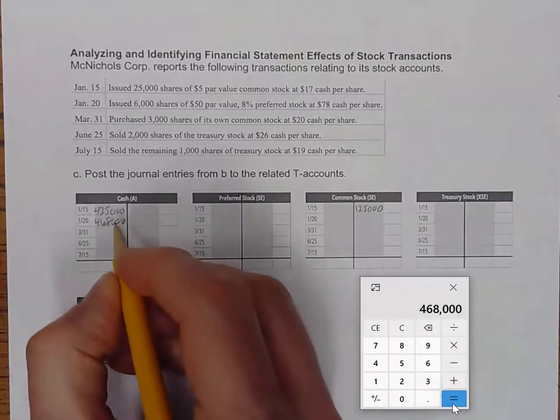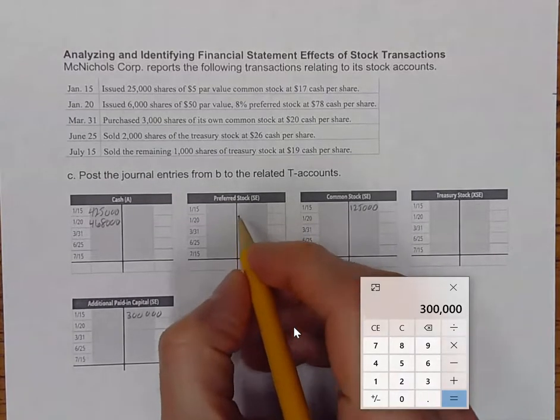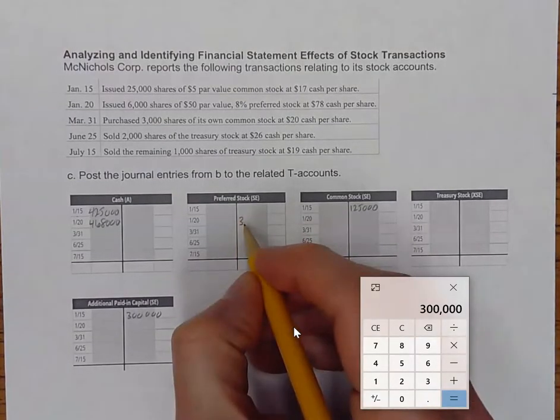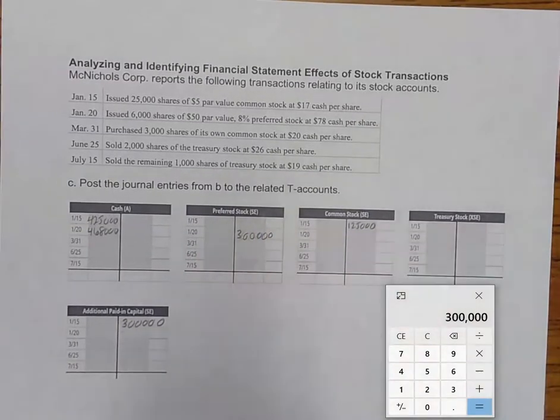$468,000. We're going to then take the par value of 50 times that same 6,000. If you went in the opposite order, you'll get the same answer. Okay, so 6,000 times 50 is $300,000. We're going to put that over here on preferred stock, $300,000. Okay, so we've got that figure in there.